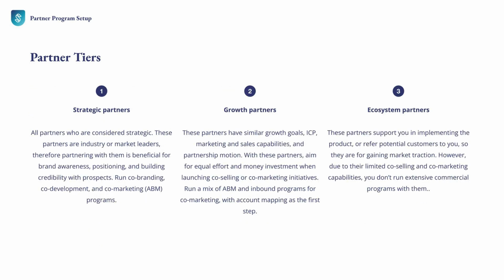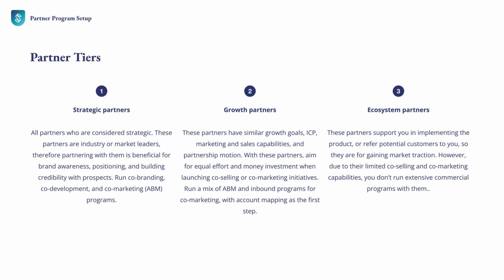Strategic partners or Tier 1 partners will be the partners that you sell with or that you sell through. They will help you position your product, gain visibility in the market, and might even co-develop integrations or co-brand with you. These partners are generally industry or market leaders, and partnering with them is beneficial for brand awareness, positioning, and for building credibility with prospects. You can run co-marketing or ABM programs with them.